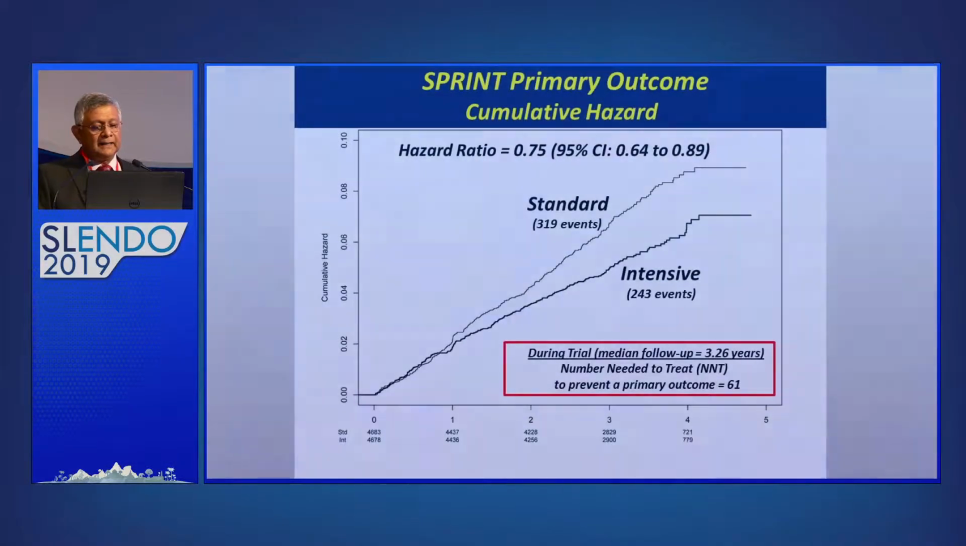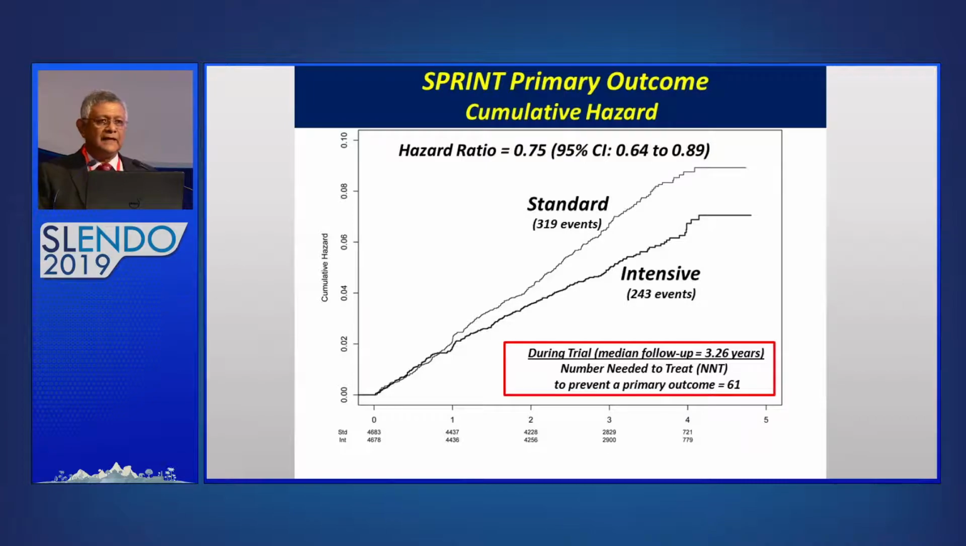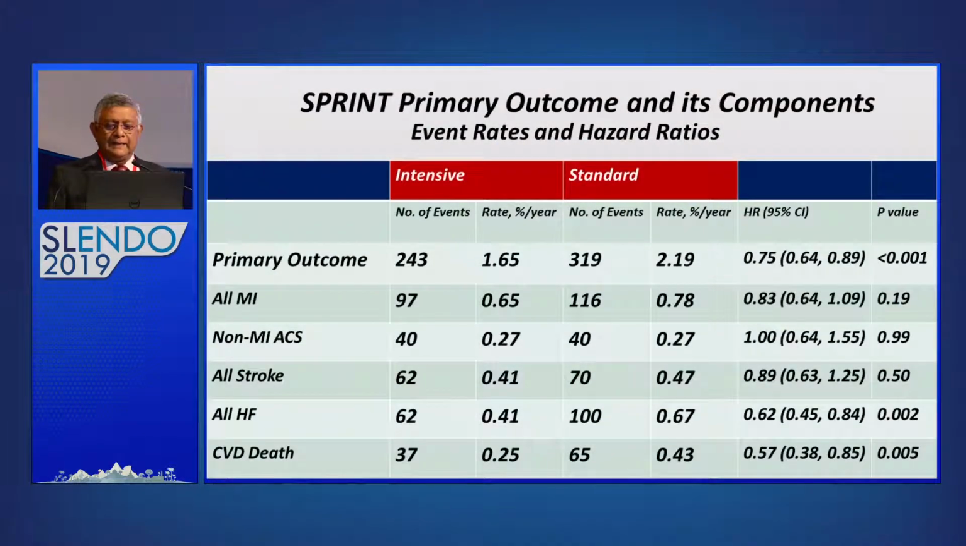And the results were exactly opposite of ACCORD. There was a significant reduction in the cardiovascular composite, almost 25% risk reduction in the intensively treated patients when you compare with the standard treatment. And the number needed to treat to prevent the event is only 61, so it is very significant. You can see here most of the primary outcome, myocardial infarction, cardiovascular death, all were reduced in this population.